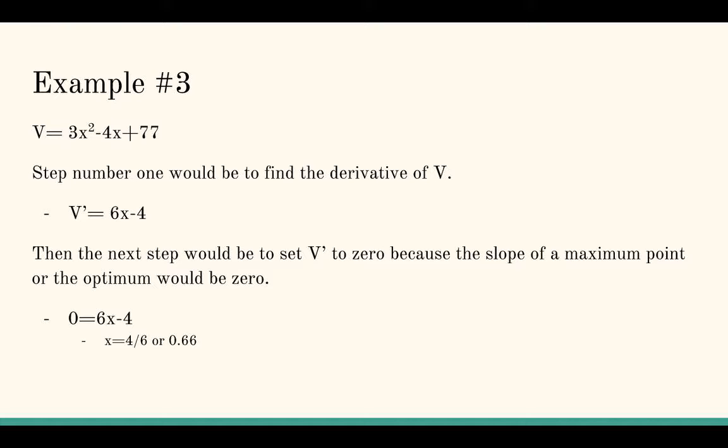So to find the derivative, use the power rule. And here the answer would be v prime equals 6x minus 4. Then the next step would be to set v prime to 0 because the slope of a maximum point, like I said before, or the optimum, would be 0. So if you set v prime to 0 and you solve for x, x would equal 4/6, or easier, 0.66.